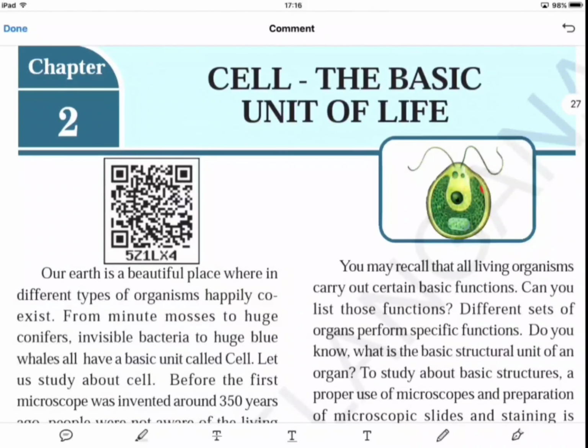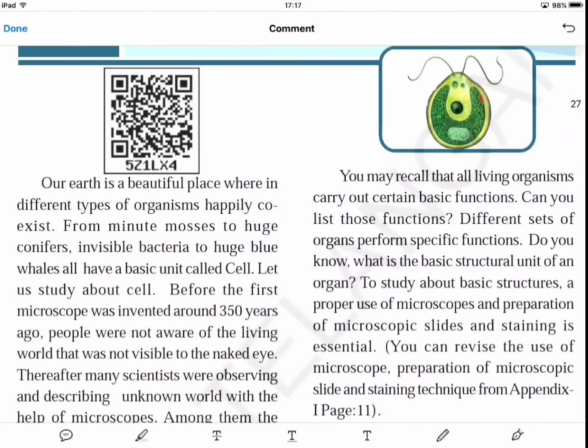Now if you consider animals, from small insects like a beautiful butterfly, a harmful mosquito or a housefly, to a very big animal on the earth, an elephant, or aquatic organisms like the huge blue whale, all these have a very basic structure called the cell. Even humans also have cells.